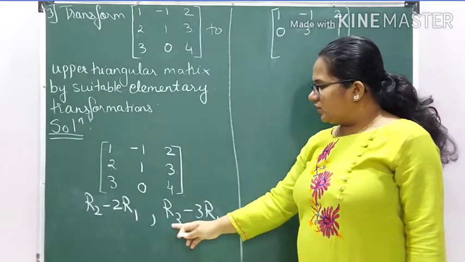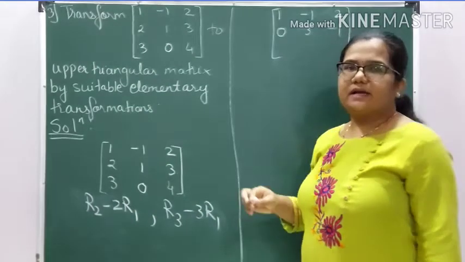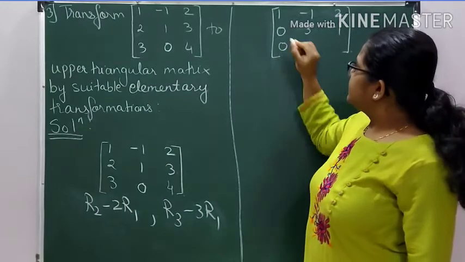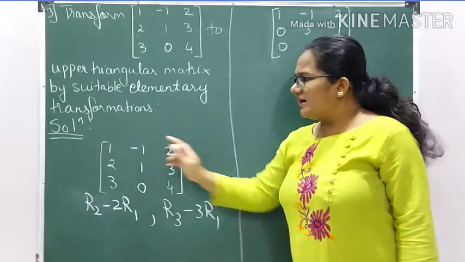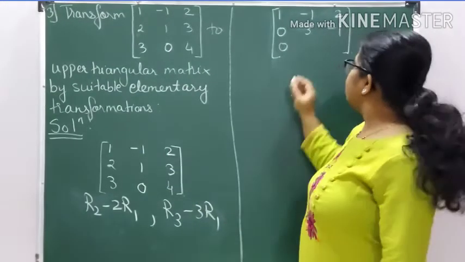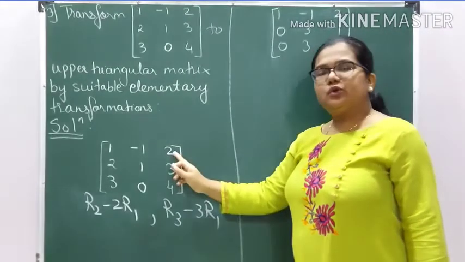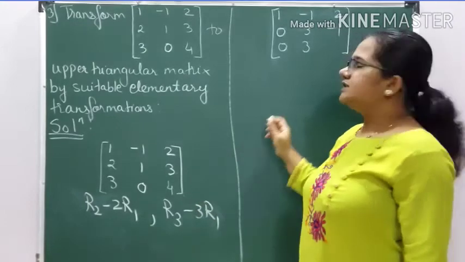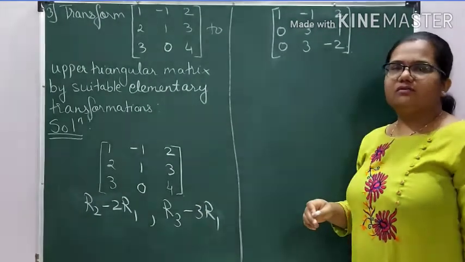Now go to the third row. R3 minus 3 into R1. 3 minus 3 into 1 is minus 3. 3 minus 3, 0. Next, R3: 0 minus 3 into minus 1 is plus 3. 0 plus 3 will become 3. Next, 4. Minus 3 into 2 is minus 6. 4 minus 6 is minus 2. Okay. So these two elements have converted to 0.